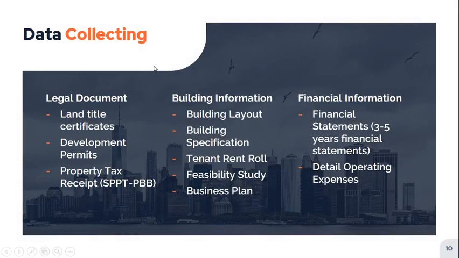What we need to ask the client, in this slide, is common information that we require. First, the legal documents comprising the land title certificate, development permit or IMB, and property tax or SPPT PBB. Second, data regarding the building such as building layout, building specification, tenant rental, feasibility study, or business plan. And third is financial information. If possible, get a 3 to 5 year historical financial statement with detailed information about the operating expense.